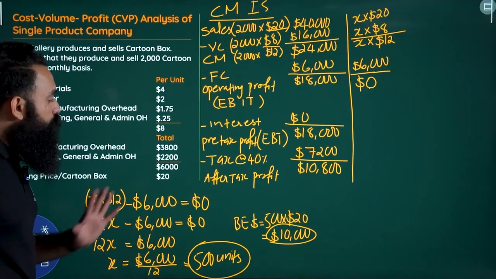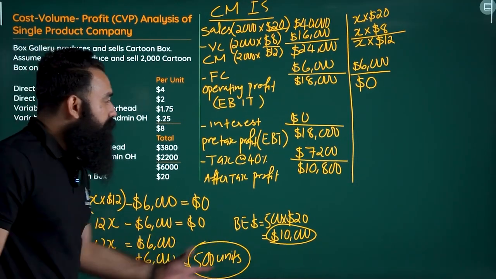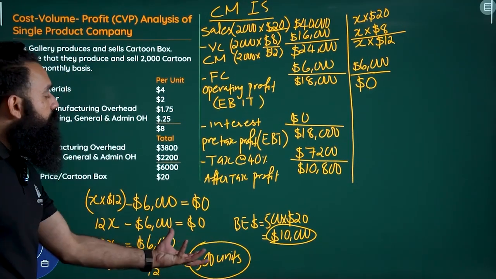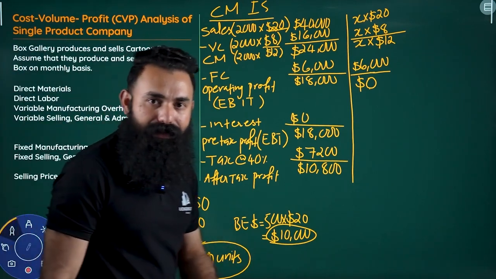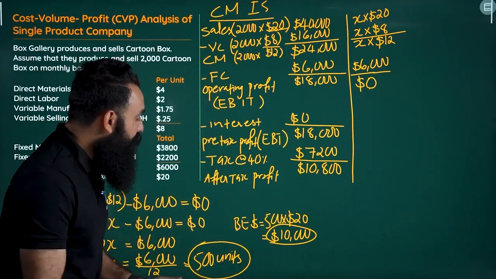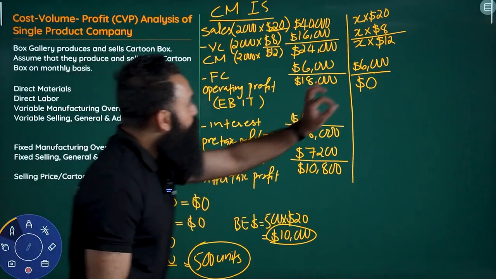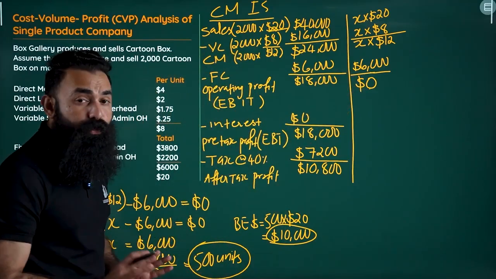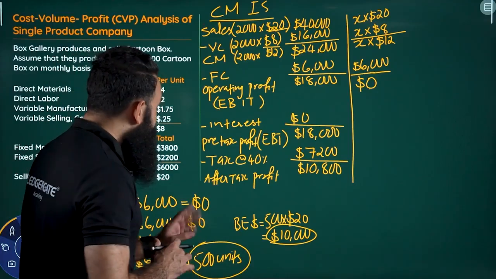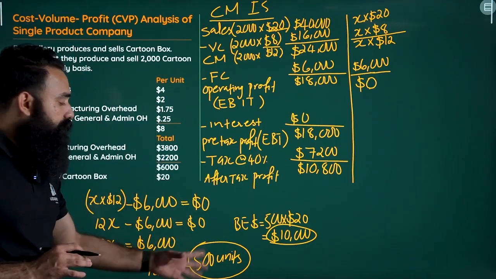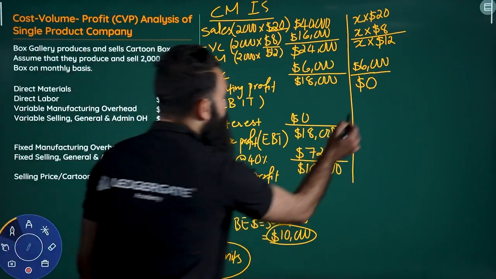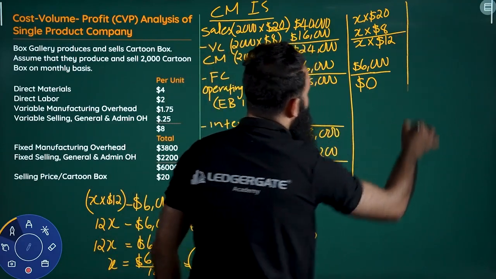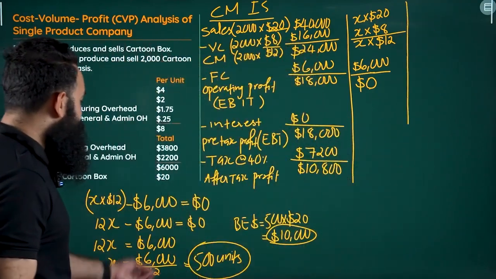So these are the answers, right? But if you want to reconcile, I mean if you want to check whether you are getting a profit of 0 when selling 500 units, what you need to do? We just need to prepare a contribution margin income statement based on these 500 units. Then we will get a profit of how much? 0, right? So let's reconcile it.